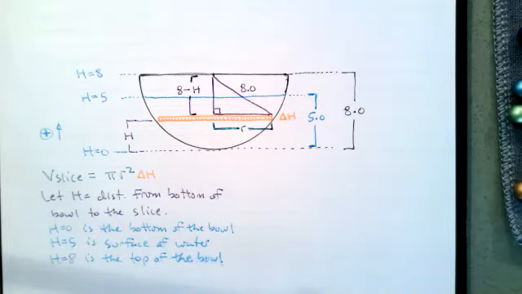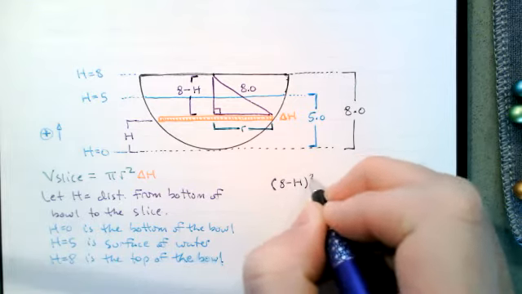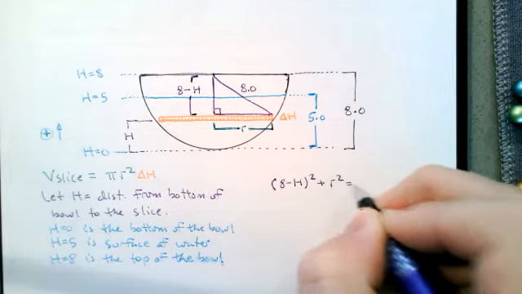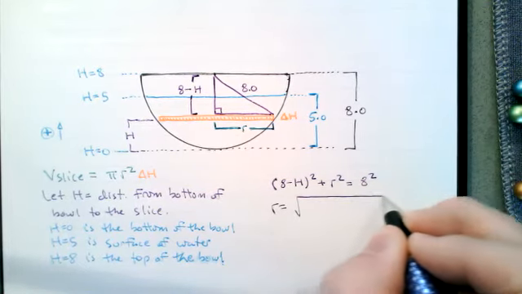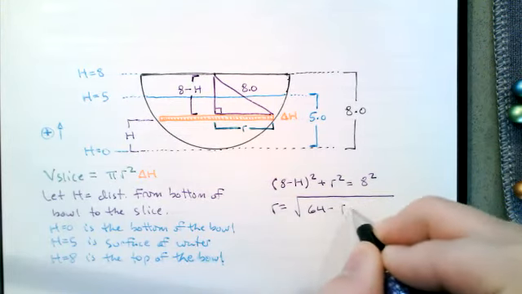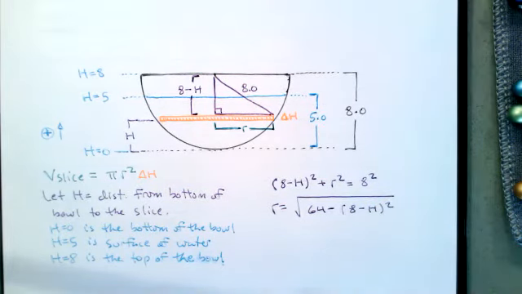All right. So now when I write the Pythagorean theorem, I have 8 minus H squared plus R squared is equal to 8 squared. And so R is the square root of 64 minus (8 minus H) squared. So I've changed where I've defined my variable. So I'm going to change where I'm integrating, but that's also going to change the function.